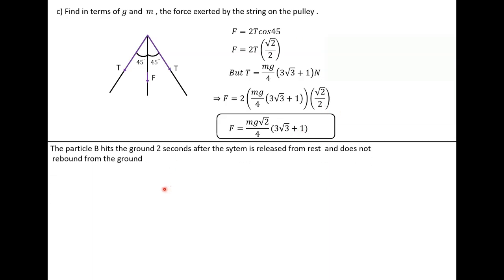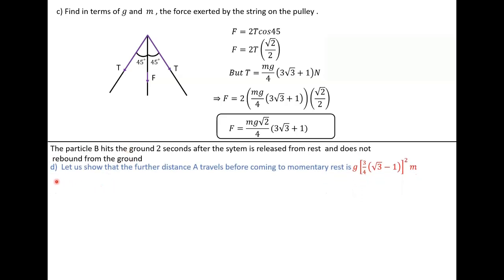Let's then actually launch into the D part of the question. In the D part of the question, we are being told, with a small paragraph introducing it, that the particle B hits the ground 2 seconds after the system is released from rest and does not rebound from the ground.